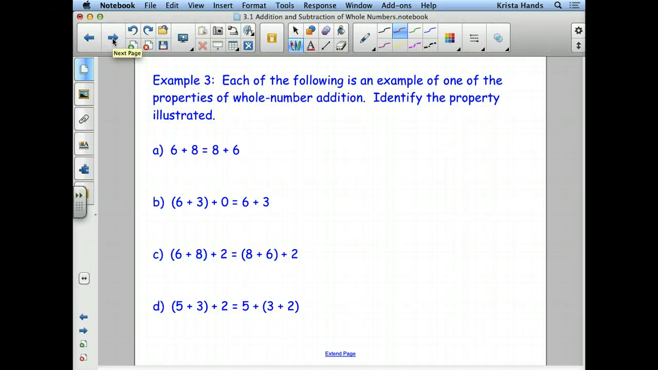It's which one? Commutative, right. I've changed the order of something. And it's actually kind of what we mean by the word commute, right? When we talk about commuting to work, it means that I go to work and then I go from work back home. It's a commute. I change my order of where I am. So this is the commutative property.